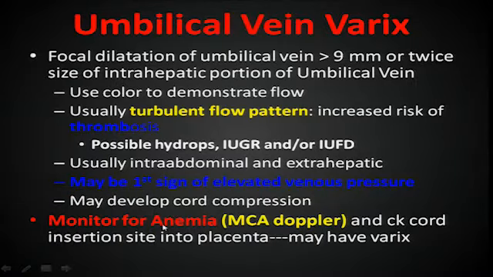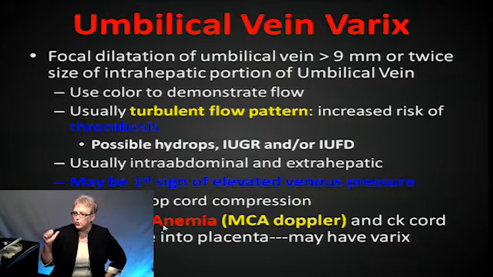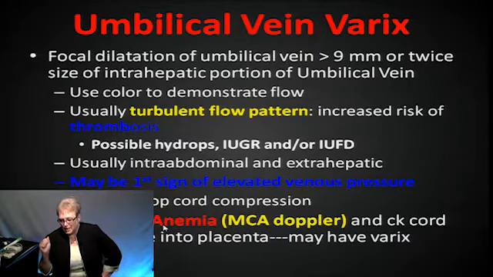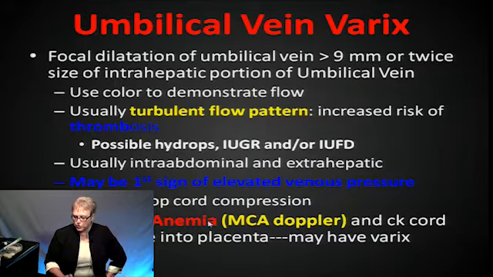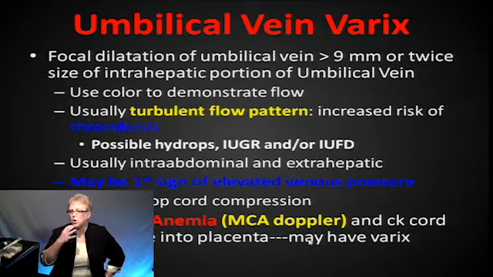An important thing to remember about this too: if you see one of these little varices in the fetus, then look at the other end. Look at the placental cord insertion too, because sometimes you can see them there. And the more of these little dilatations that you see, the greater the risk for some thrombosis and then a vascular event with the baby. You want to monitor for anemia, so you're going to do a middle cerebral artery Doppler and check the cord again to make sure that there's no varix along the cord, especially as it gets closer to the placenta.